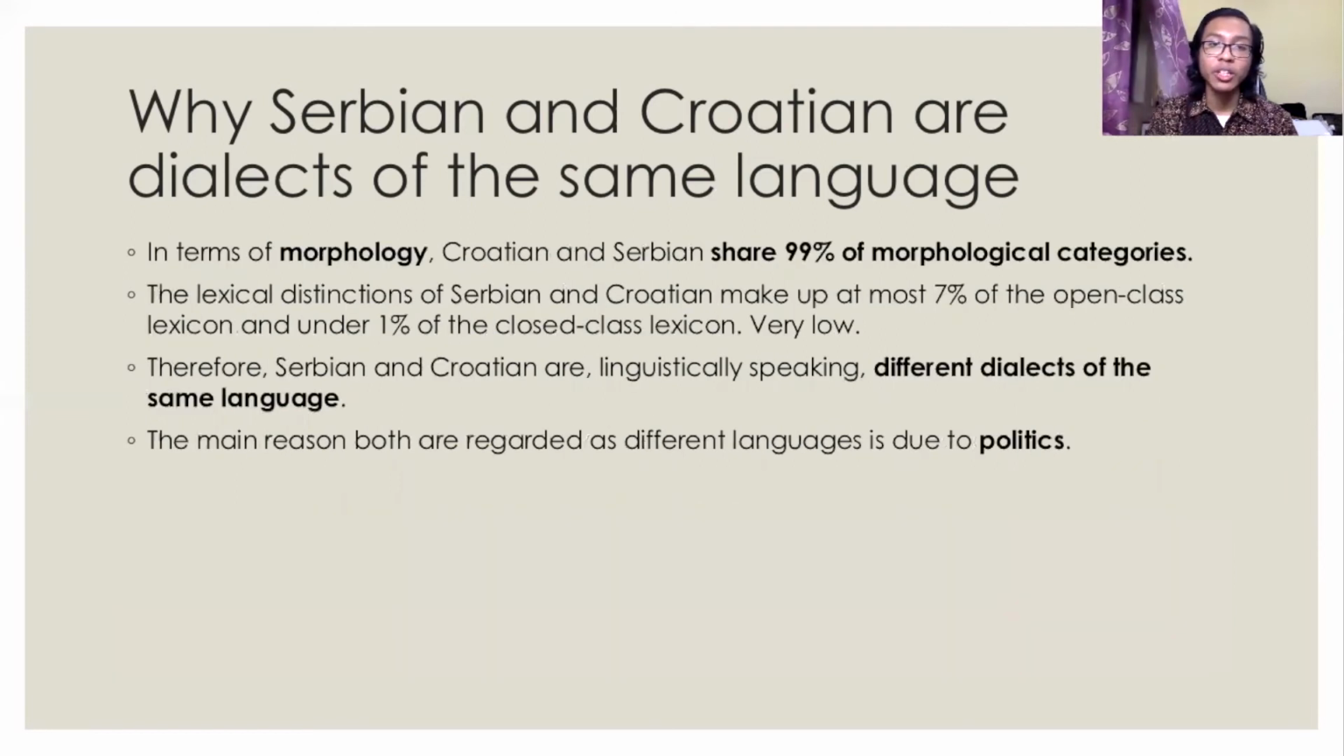In terms of morphology, interestingly, Croatian and Serbian share up to 99% of morphological categories. Lexical distinctions are also available, but they are very low: 7% of the open class lexicon and under 1% of the closed class lexicon. Very low. Thus, we can say that Serbian and Croatian are, linguistically speaking, different dialects of the same language and not different languages altogether. The main reason why they are regarded as different languages is mainly due to politics.